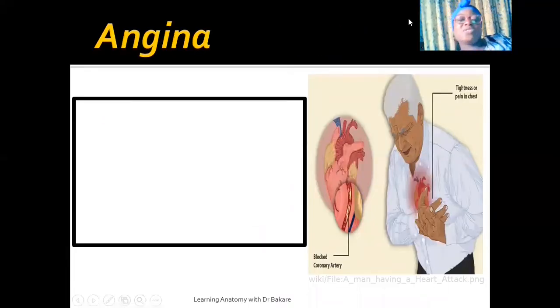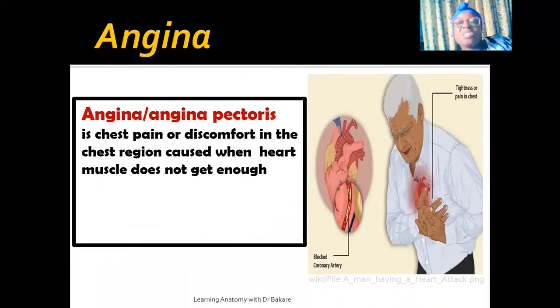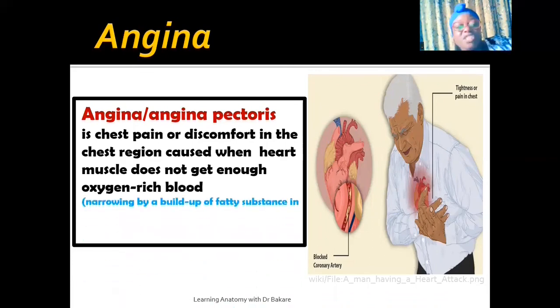Angina. Angina is also referred to as angina pectoris, which means chest pain or discomfort in the chest region. This may be caused when the heart muscle does not get enough oxygen-rich blood. This will occur as a result of build-up of fatty substance within the interior wall of the blood vessels, which will lead to the narrowing of the lumen of the blood vessels, thereby reducing the quantity of blood that it is transporting, and is referred to as atherosclerosis. When this occurs, the quantity of blood flowing through it will be reduced, and this means the heart muscle will not be able to get sufficient oxygen-rich blood.